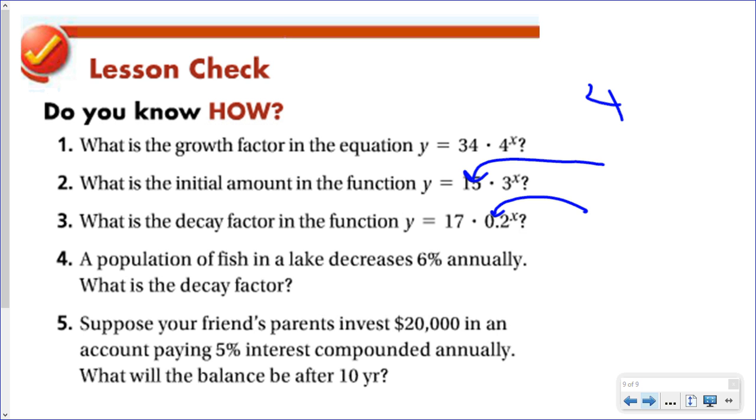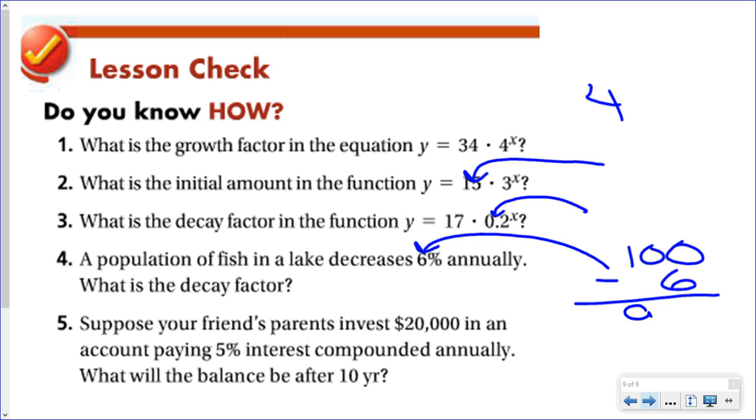The population of a fish in a lake decreases by 6% annually. What is the decay factor? And actually, if it decreases, that means it should be this. The initial percent was 100%, right? But the population of the fish in the lake decreases 6%. So that means there'd be 94%. Move the decimal 2 spots, and you'd be 0.94. Yeah, that would be the decay factor on that one.